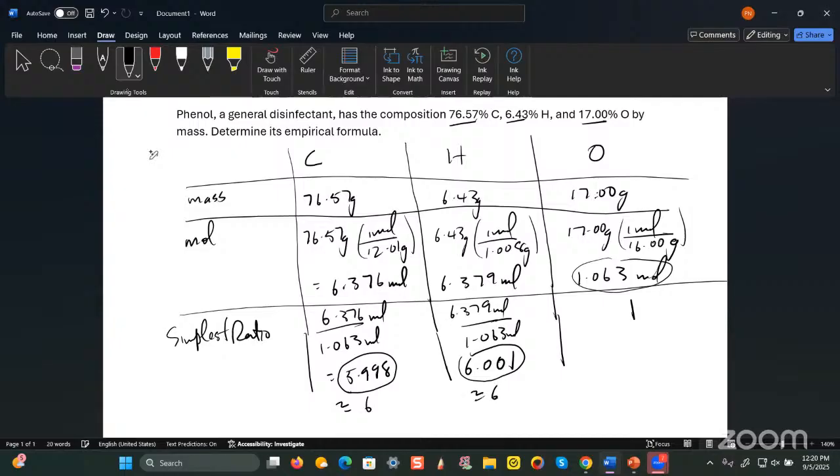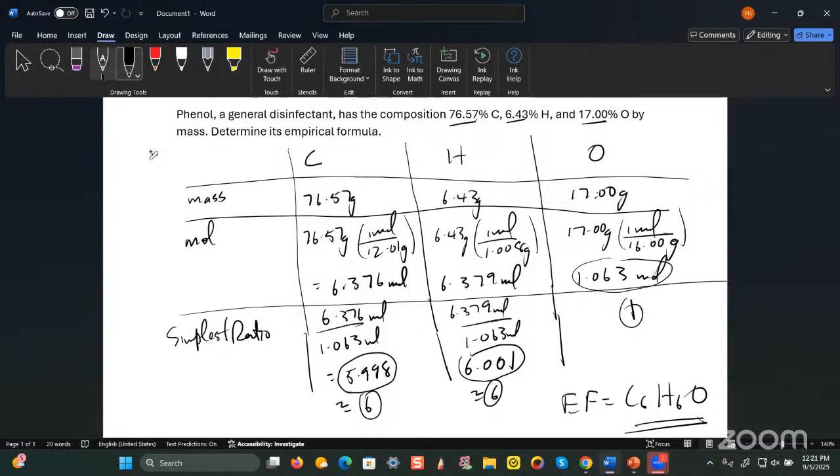round this off to 6, and therefore these numbers will serve as the subscripts in the empirical formula which the question is asking for. So therefore the empirical formula would be C6H6O. And that's it. That's basically how you determine the empirical formula. Now, let me just say that there are some problems which will be a bit more complex. In fact, the next one on the same slide is a bit more complex because there's one more step that you need to perform. So we'll get to that next class. But for now, make sure you understand what's happening here.